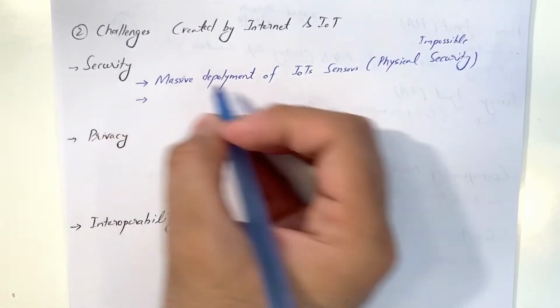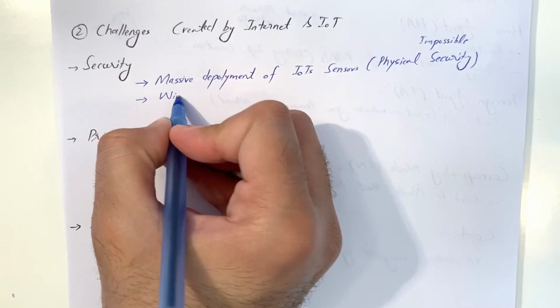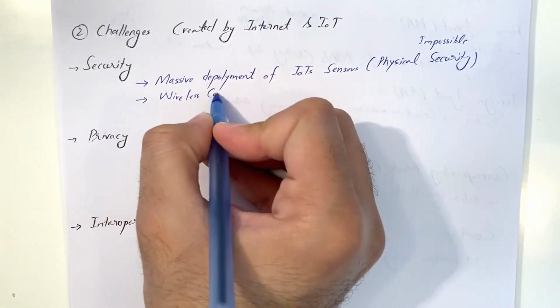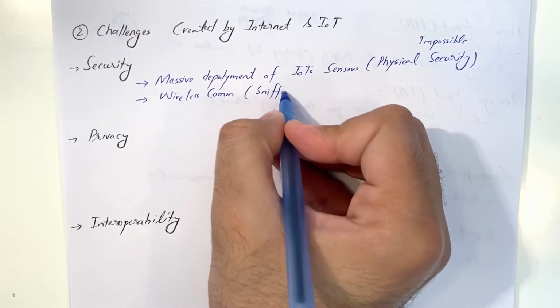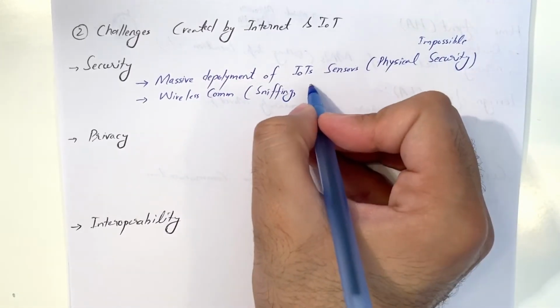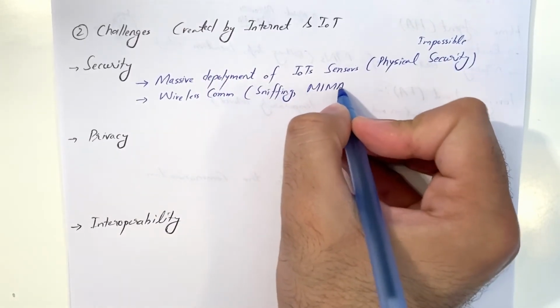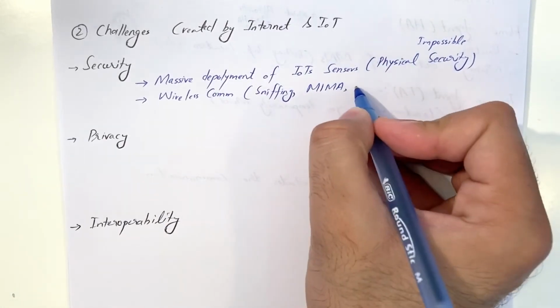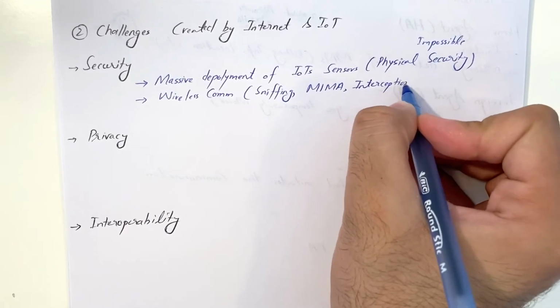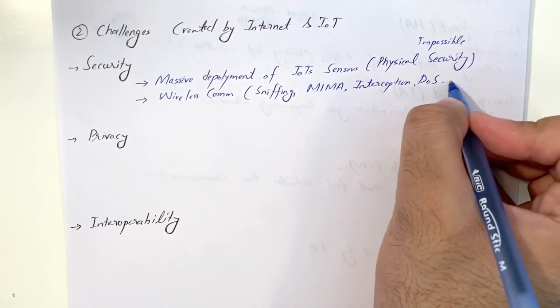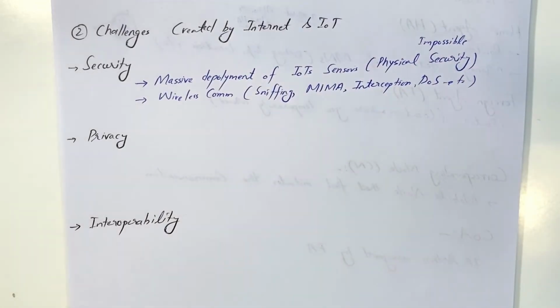Number two, the second problem is wireless communication. Since it's wireless communication, it is open to all types of adversaries: sniffing, man in the middle attack (MITM), interception, all these kinds of things are possible. DoS attack is again possible, etc. Many attacks are possible.